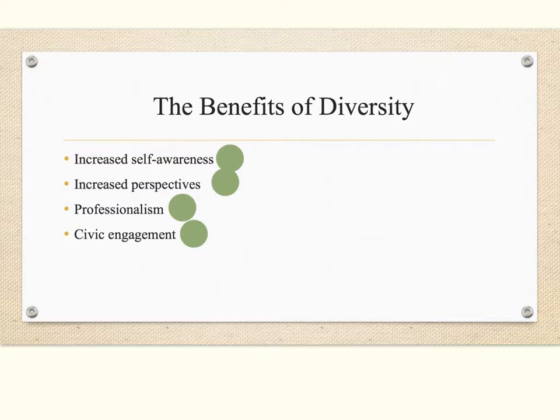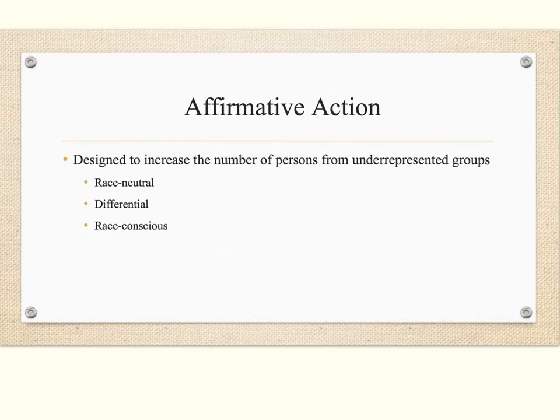So one thing that comes up whenever we talk about increasing diversity is the topic of affirmative action. So what is affirmative action? Affirmative action is designed to increase the number of persons from underrepresented groups. So this can be racial groups, it could be genders, it could be any type of underrepresented population. I'm going to focus on race relations for right now, but keep in mind that these topics can also apply to gender and other types of underrepresented groups.